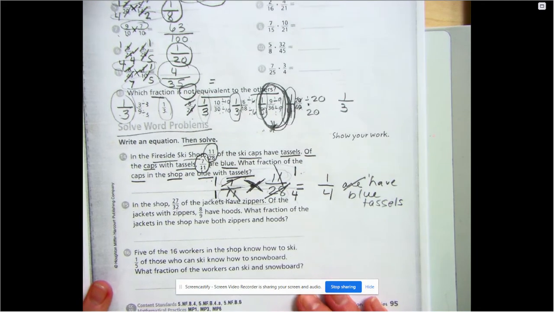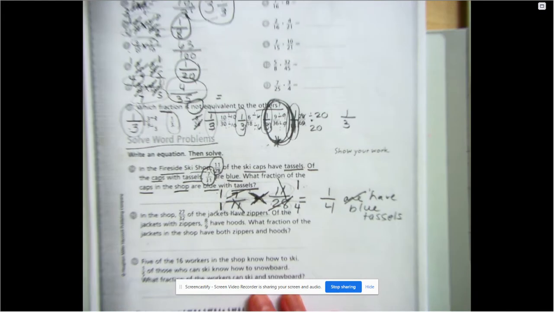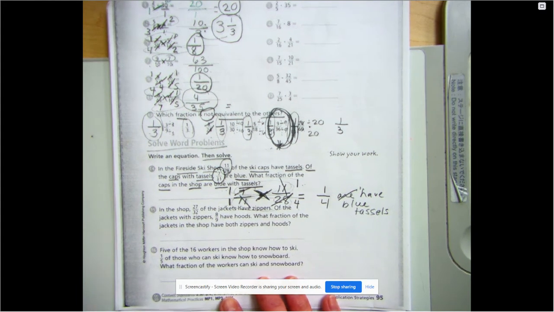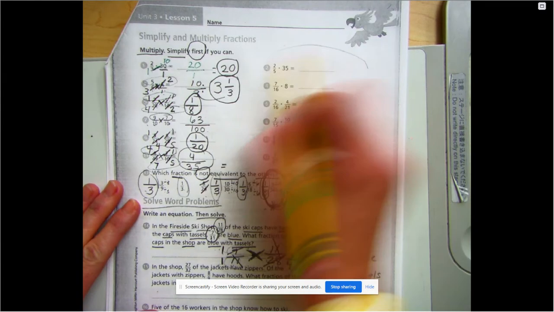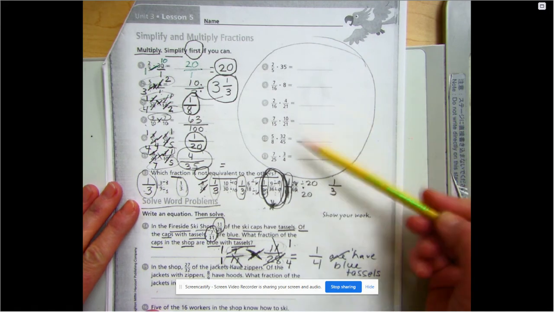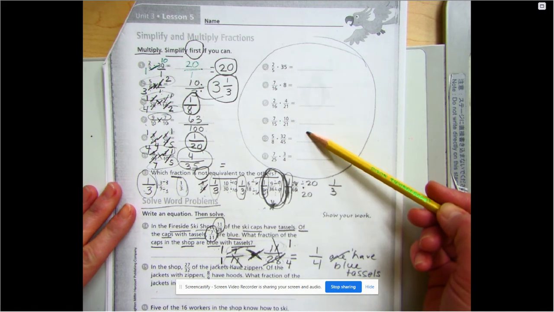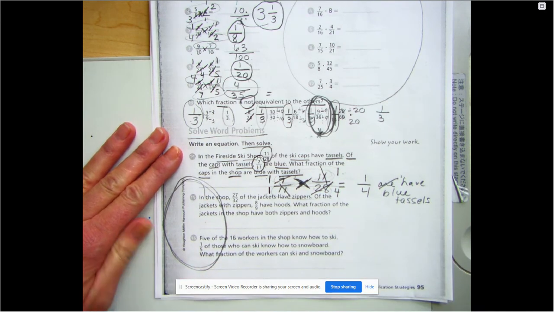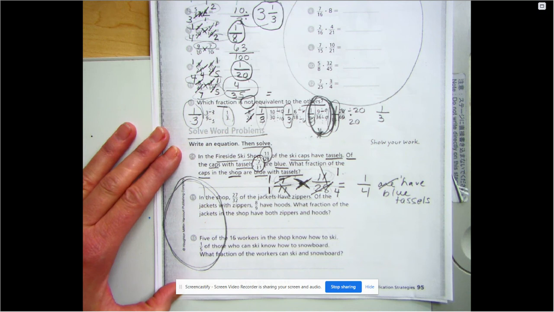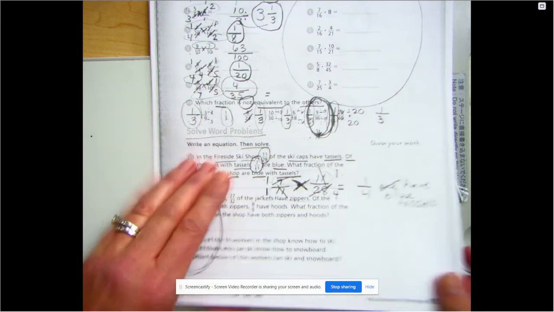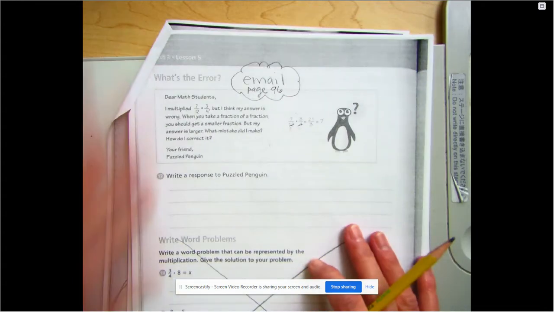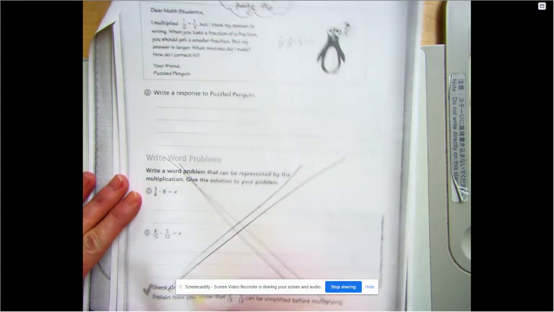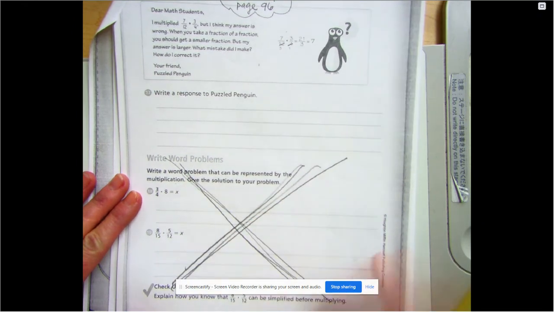Okay, so what's going to happen is independently, you are going to finish the rest of page 95. So you are going to work on these 6 problems to the right. You are going to finish the last 2 problems on page 95. When you are finished with those, you are going to move to page 96. On page 96, please cross off the bottom half.